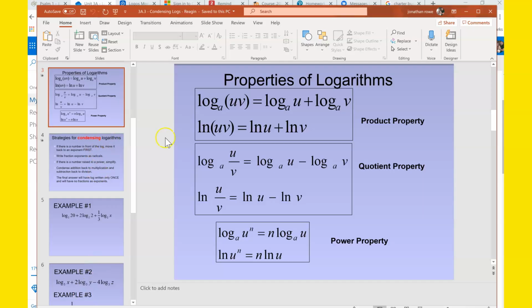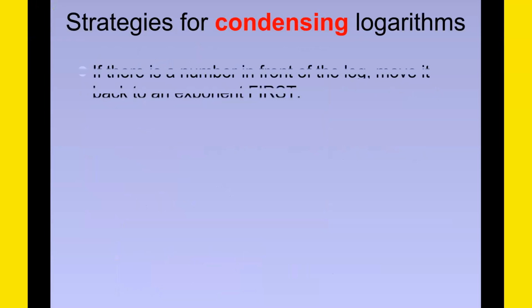All right, what we just got done doing was called expanding logs. That is taking a complex log and breaking it down into simpler logs. But we can also go the other way. Instead of going from the left side to the right side, we could go from the right side to the left side. We could go from several simple logs and condense them, put them together into one more complex log. And that process is called condensing logs.